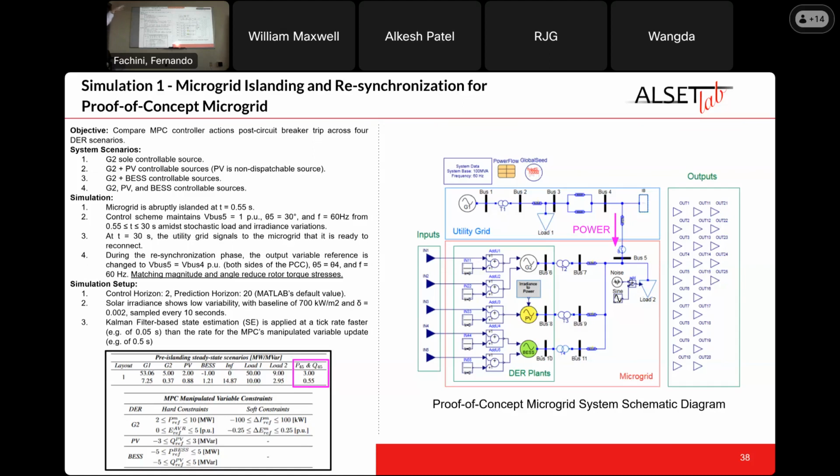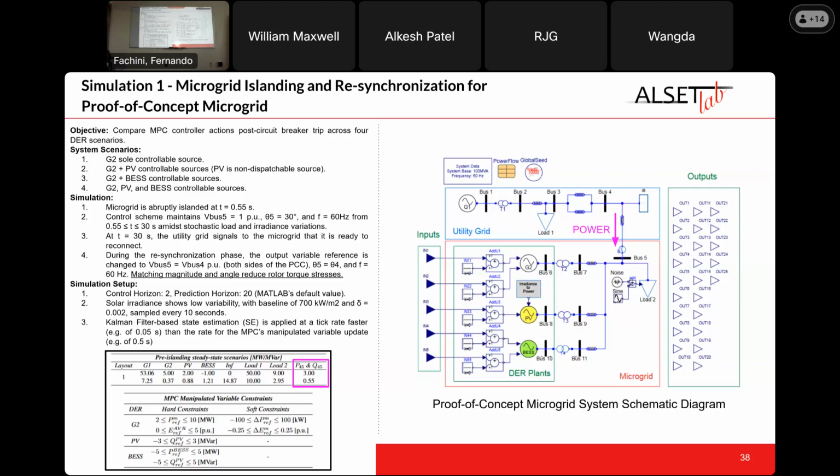And these are the MATLAB default values. These worked really well. I'm going to show on the next one that I have to select a different value for those. And for the solar irradiance, I selected a low variability scenario with a baseline of 700 kilowatt per meter squared of irradiance and a 0.002 standard deviation that adds noise to the power injection of the PV.